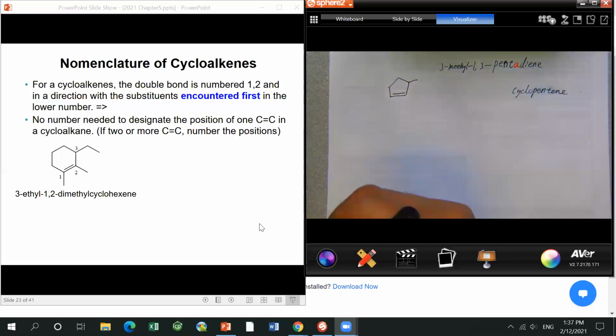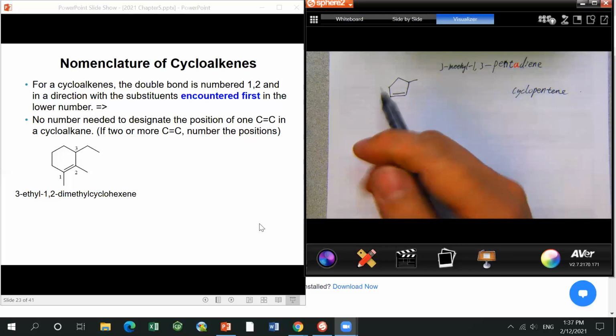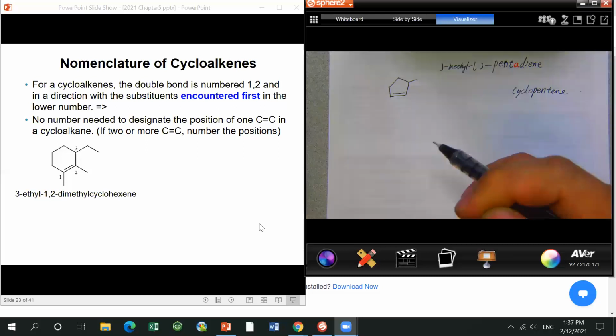Right, cyclopentene. How do we number it? We need to give a location number for the methyl group. For the double bond it doesn't matter, because the double bond carbons are always carbon 1 and carbon 2. There are two ways to number it.